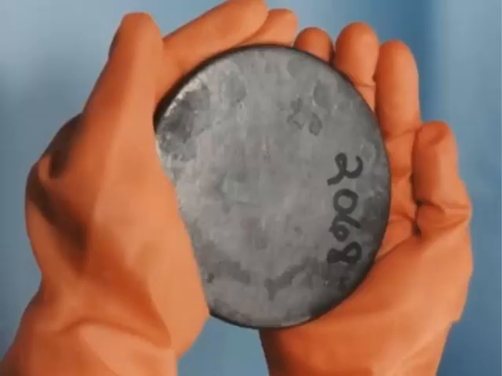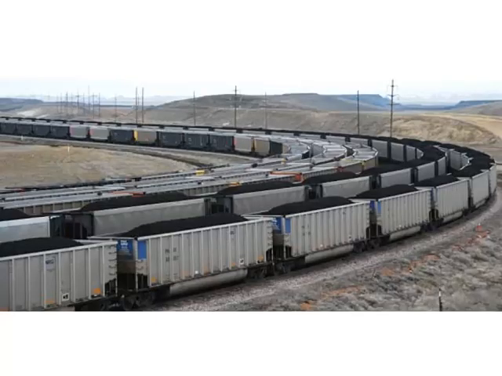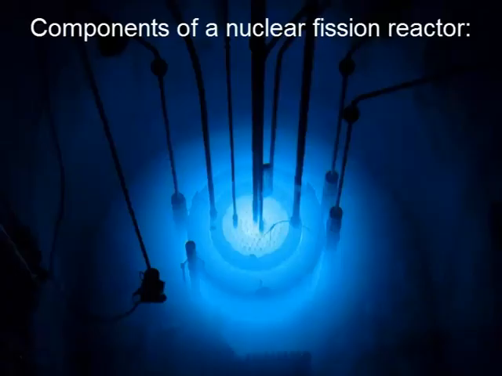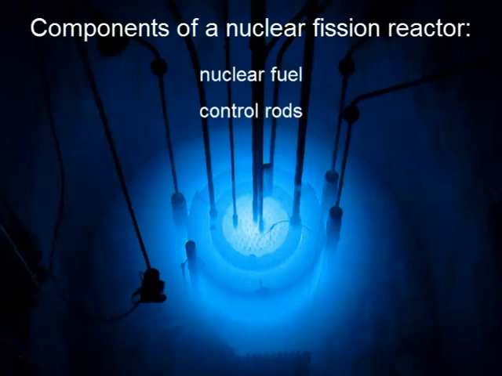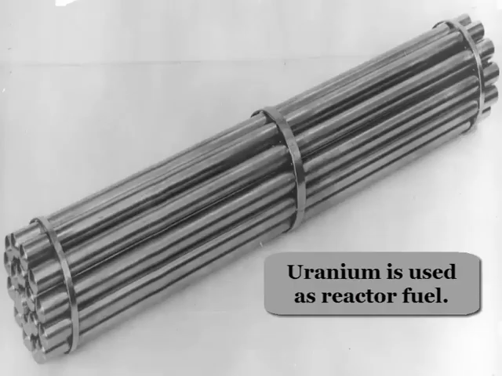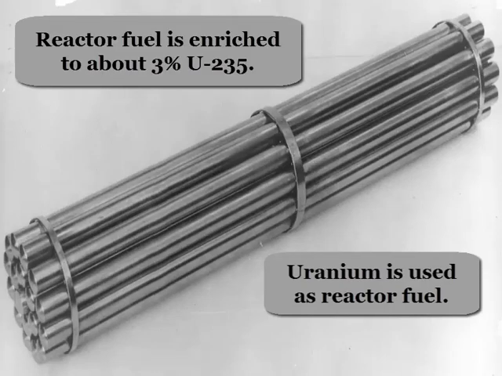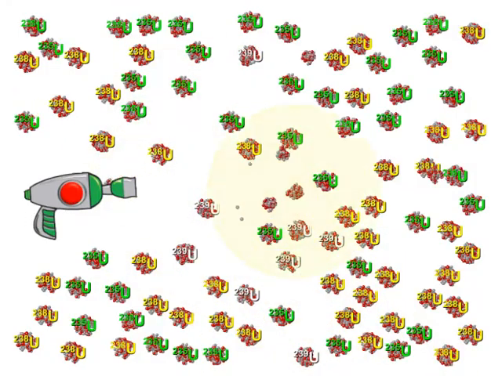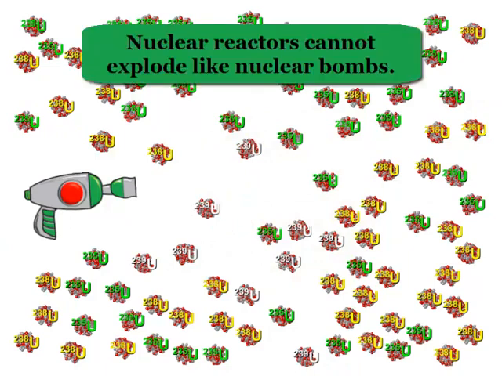1 kilogram of uranium fuel, less than the size of a baseball, yields more energy than 30 freight car loads of coal. A nuclear fission power plant converts nuclear energy to electrical energy. A reactor contains 3 main components: the nuclear fuel, the control rods, and water. The nuclear fuel is uranium, with its fissionable isotope U-235 enriched to about 3%. Because the U-235 is so highly diluted with U-238, an explosion like that of a nuclear bomb is not possible.